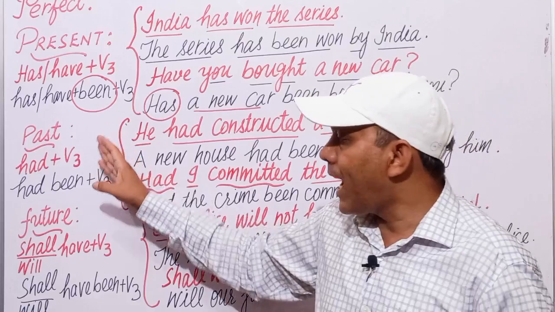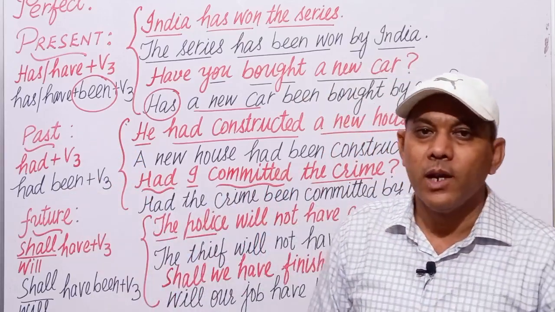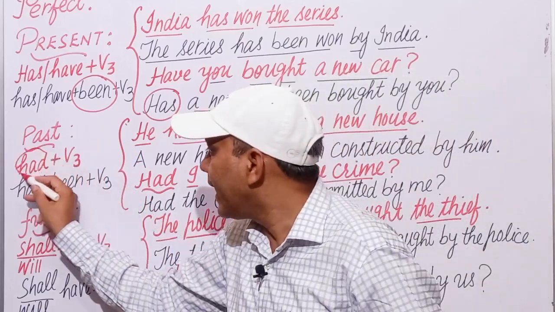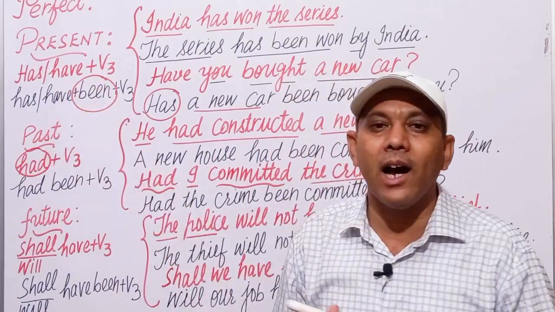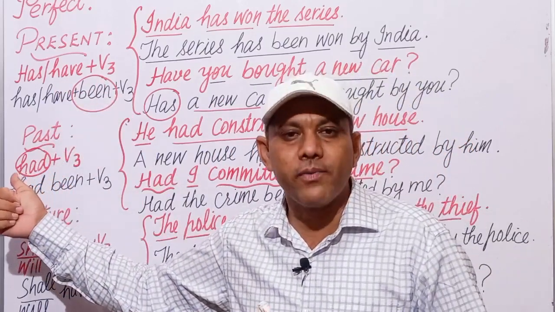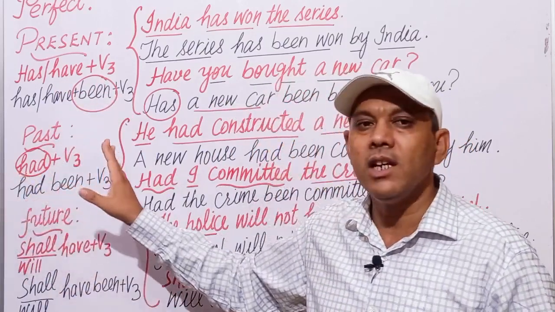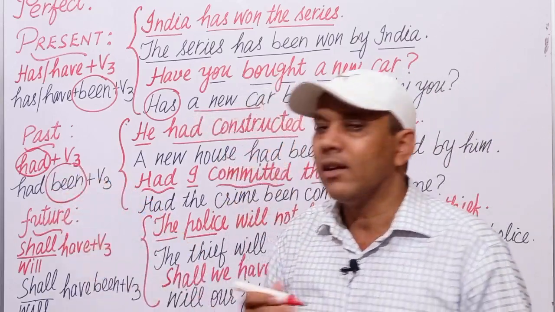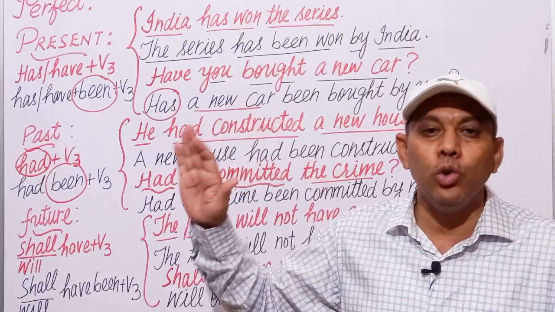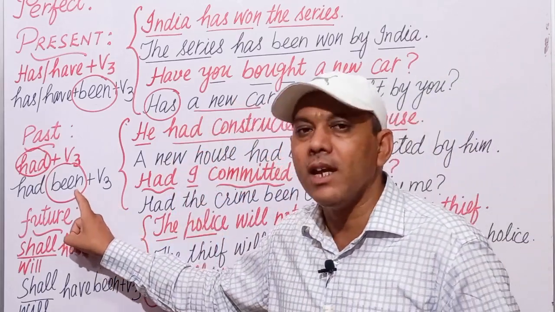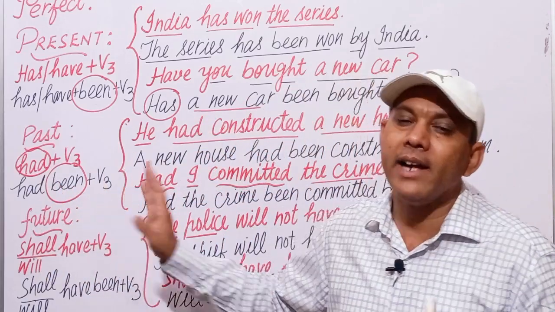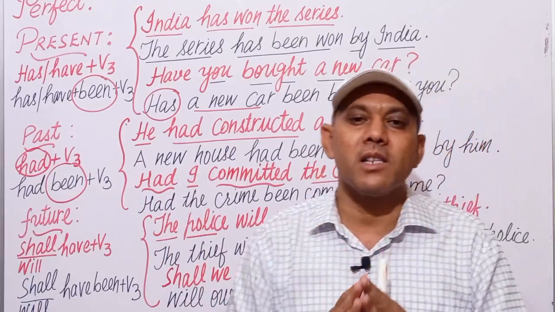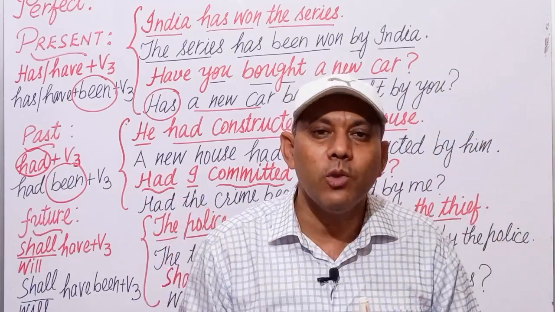Next is past perfect tense. We use had in place of has and have in case of past perfect tense, had plus V3. What you have to do, you have to add been. Other than other rules, you have to add been after had and before the past participle in case of passive voice.